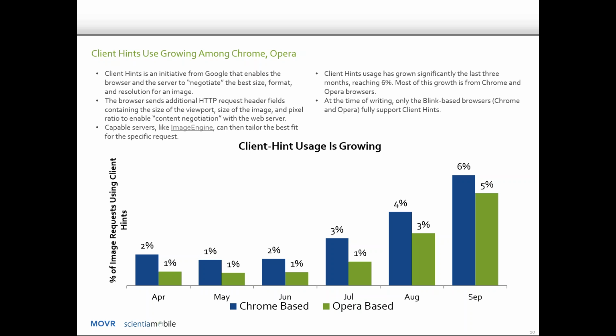Now, John already explained to me Opera also supports Client Hints? Yeah, so this is, like I said, a Google initiative. Obviously Chrome supports it, and Chrome uses the Blink rendering engine, and Opera quite recently switched from their Presto rendering engine to Blink as well. So Client Hints comes out of the box with newer Opera versions.